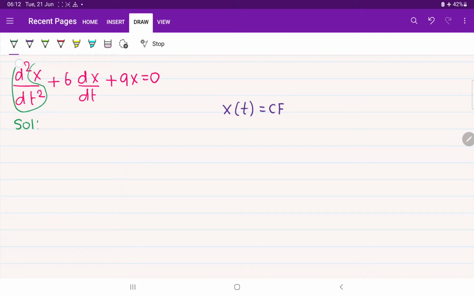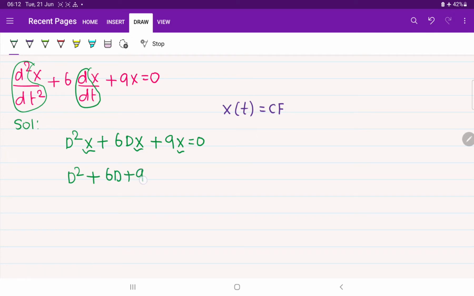d square by dt square should be replaced by capital D square into x, plus 6 times d by dt should be replaced by capital D into x, plus 9 times x equal to 0. From this, we can rewrite this expression. Take the dependent variable outside. It is common. Once you replace d square by dt square and d by dt by capital D, x will become common. So this can be written as D square plus 6D plus 9, into x equal to 0.